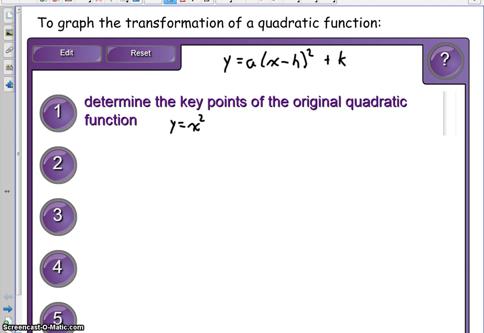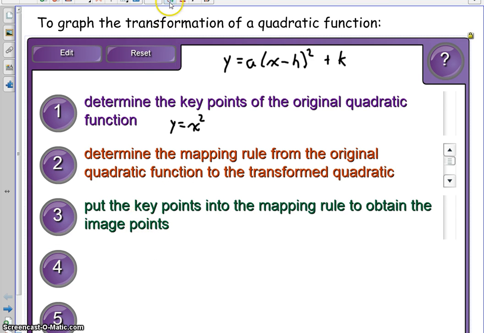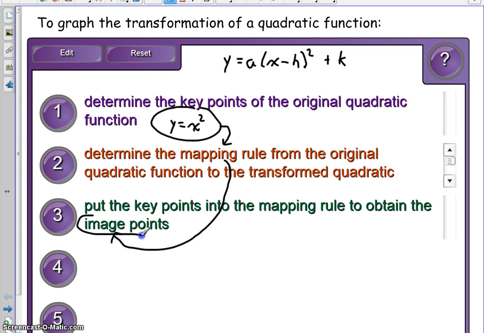Once we have those points, we're going to create the mapping rule from the original quadratic function to the new transformed quadratic. We took a look at that last lesson. From the equation, you should be able to recognize a pattern to create the mapping rule from there. So what's happening to all the x values, what's happening to all the y values. The reason we have that mapping rule is because now we can take those original points, the ones that we took from y equals x squared, throw them into the mapping rule, and what the mapping rule will spit out for us is what we call the image points, the corresponding points that will be on your new transformed quadratic, the equation that they gave you.